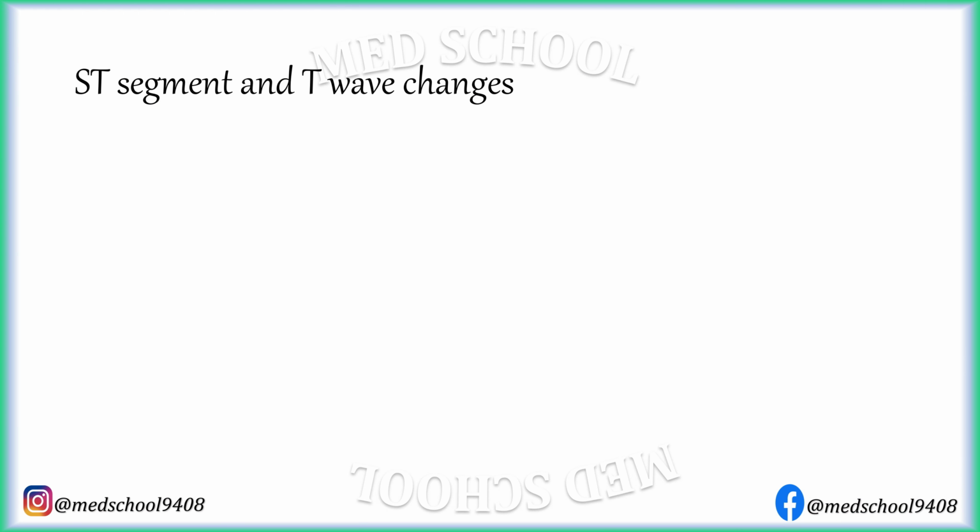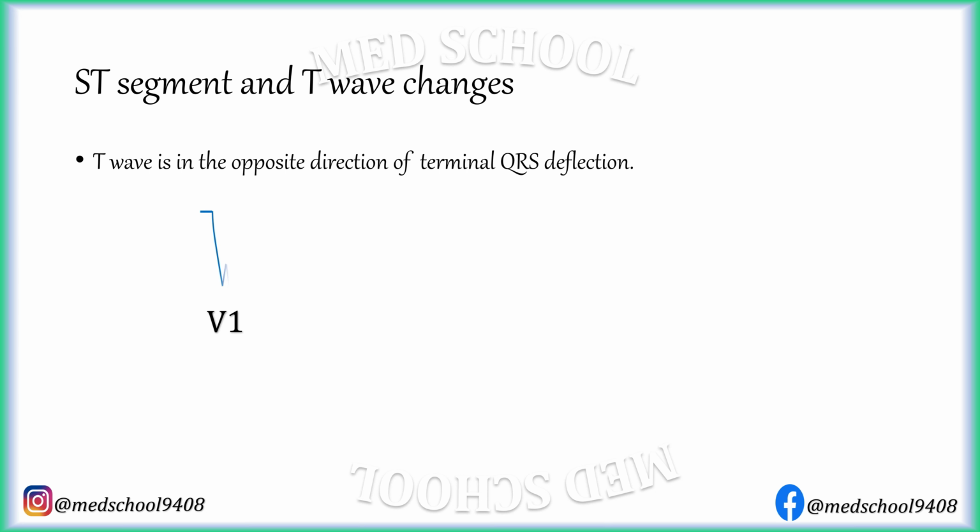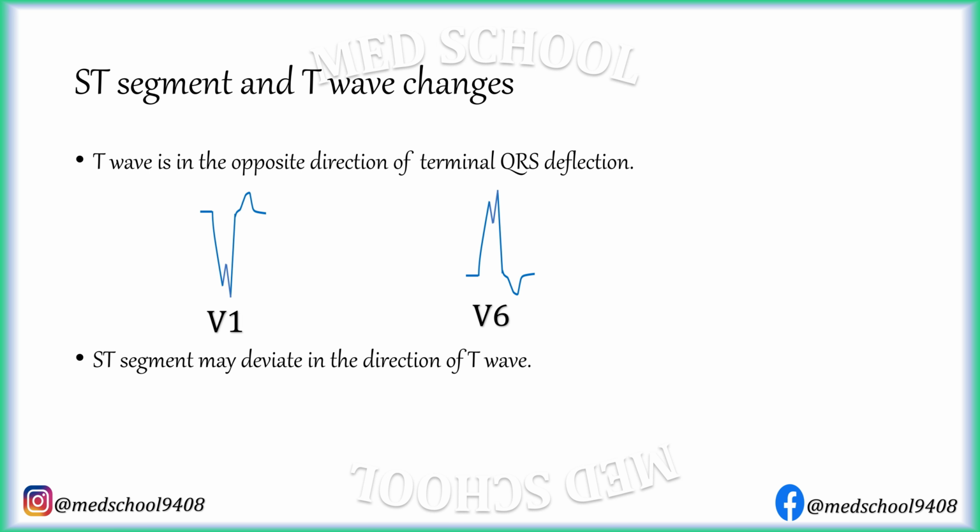In LBBB, T wave is opposite in direction to terminal deflection of QRS complex. In lead V1, V2, T wave is upright, and in lead V5, V6, T wave is inverted. ST segment may deviate in direction of T wave, that is depression in lead V5, V6 and elevation in lead V1, V2.